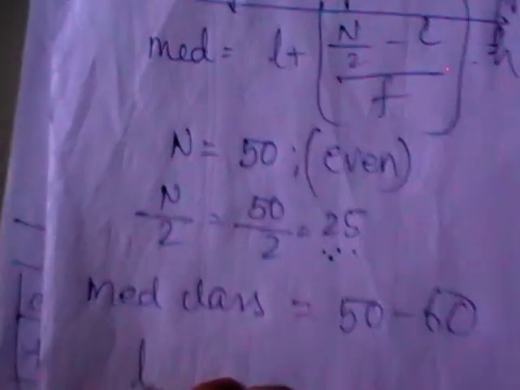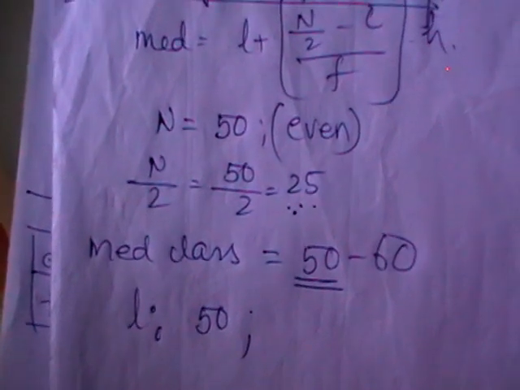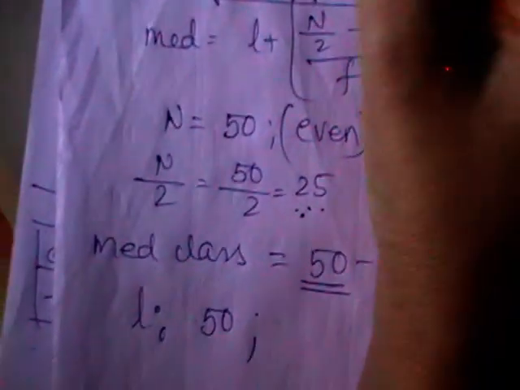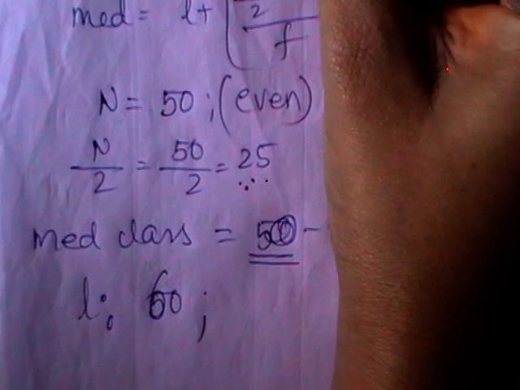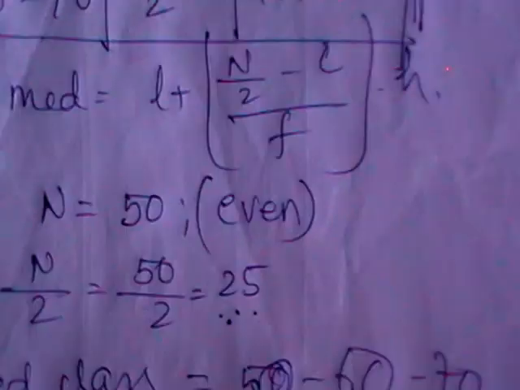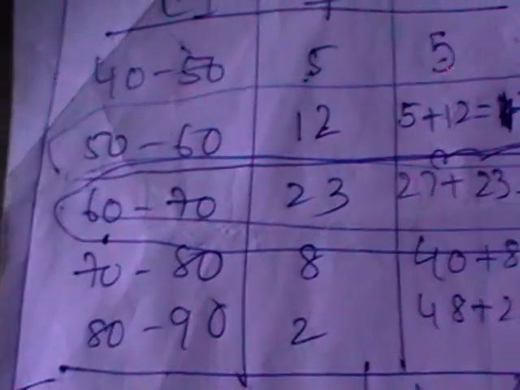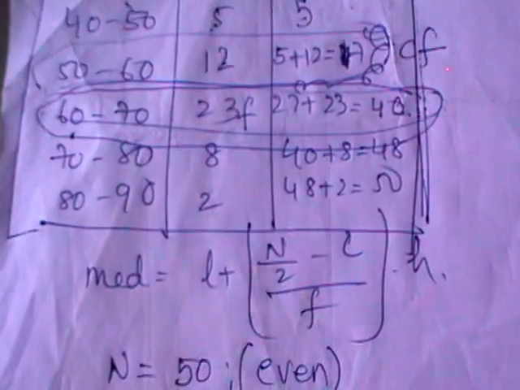How do you identify L? L is nothing but the lower limit of the median class, which is nothing but 50. Sorry, this is 17, so you won't get this as the median class. You'll get 60 to 70 as the median class. So L is nothing but 60. The value above this median class will be CF, so C will be 17. After identifying the median class 60 to 70, 60 is L. The value above this, 40, will be C, and F will be the frequency of the median class, which is nothing but 23.